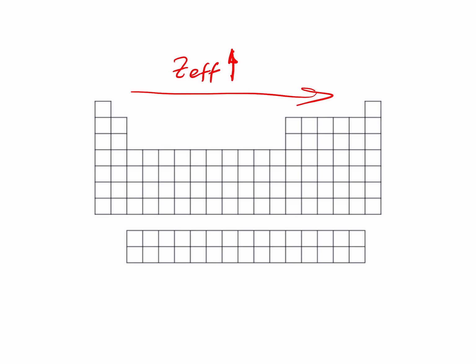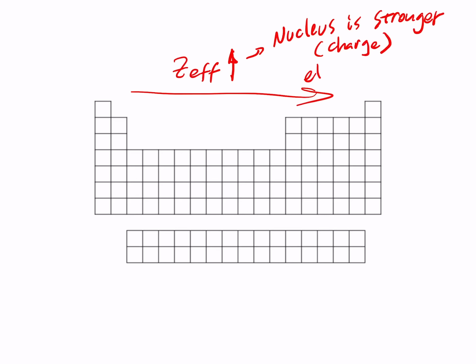And what does it mean that the effective nuclear charge increases? What it means is the nucleus is stronger. Think in terms of the charge. This relates to the charge of the nucleus. Stronger means the charge of the nucleus is stronger. So if the charge of the nucleus is stronger, then the electrons are more attracted to the nucleus. Okay, and that has an impact.